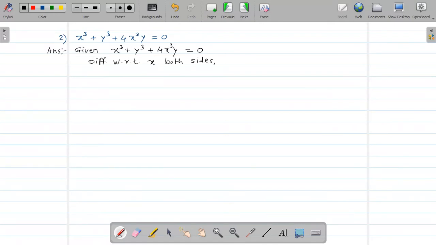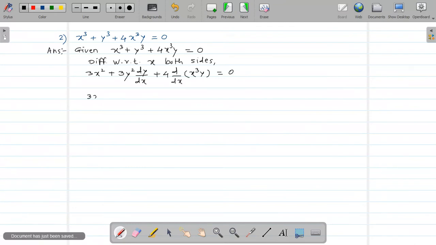Now the derivative of x cube is 3x square, plus the derivative of y cube is 3y square into dy by dx, plus, now in this case 4 remains as it is into, we have to find the derivative of x cube into y, but here we have to use the u into v rule. So I will write here d by dx of x cube into y is equal to 0. Now complete this derivative in the next step.